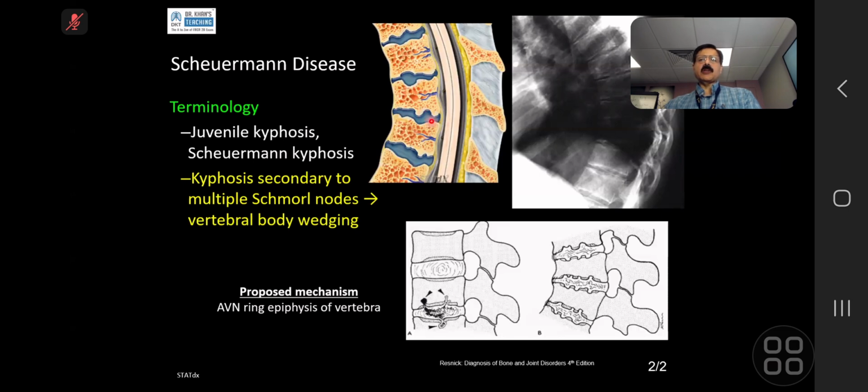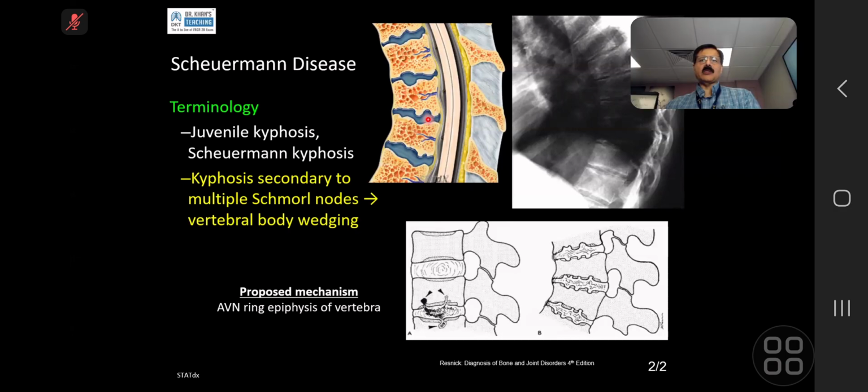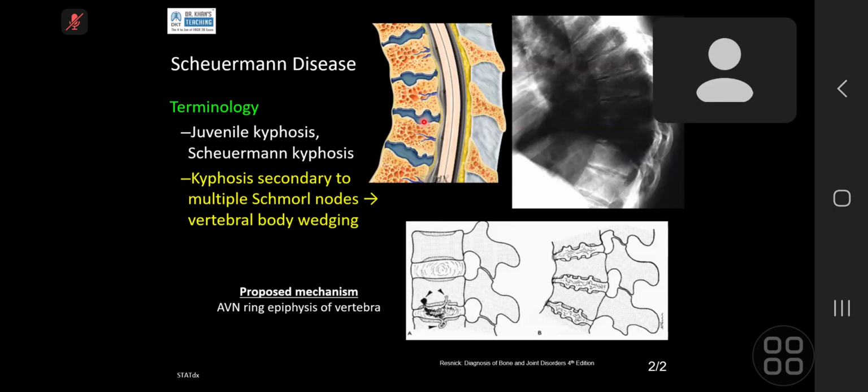Schmorl's node, by definition, is what we call intravertebral disc herniation. So this word should also be in your vocabulary. Intravertebral disc herniation is the same thing as Schmorl's node. If you read the nomenclature of disc according to the many societies, this is mentioned there, intravertebral disc herniation, because of softening of bone.